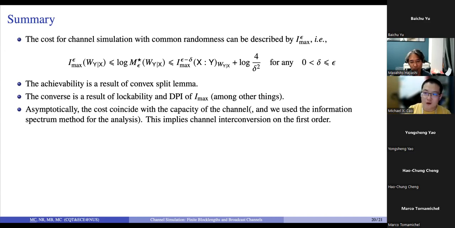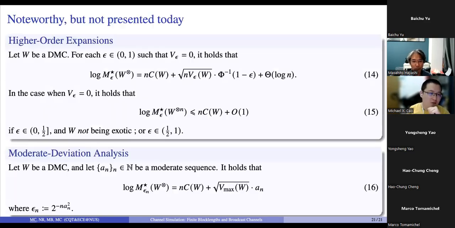That's the technical part I talked about. There are other things that are noteworthy, but I haven't talked about them. That is, we also know the second order behaves like this, and actually we know the third order behaves like this when the channel dispersion is larger than 0, and when it is 0, we have a simpler form. So this is interesting because this implies that channel interconversion won't work on second order.